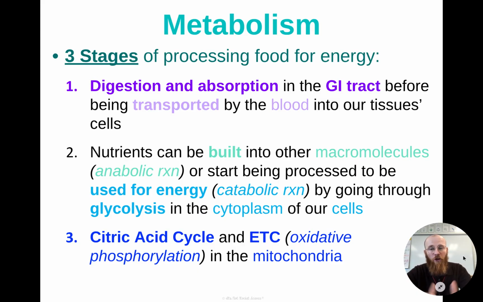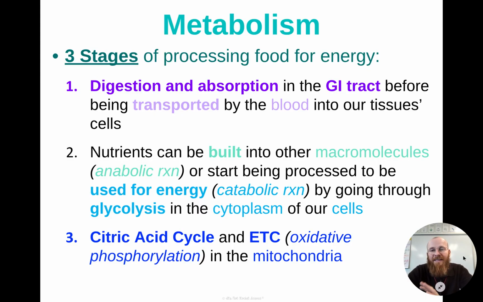Stage 2, those nutrients can then be built into other macromolecules, right? So into larger things. This would be an anabolic reaction because we're building something. Or it can start being processed to use for energy, which is breaking it down, which is catabolic, right? So tearing down something to use it for energy is catabolic. And this happens through a process we will call glycolysis. And this happens in the surrounding cytoplasm within our cells. Okay, so all throughout our cells, your body is doing this in order to create energy throughout the cell.